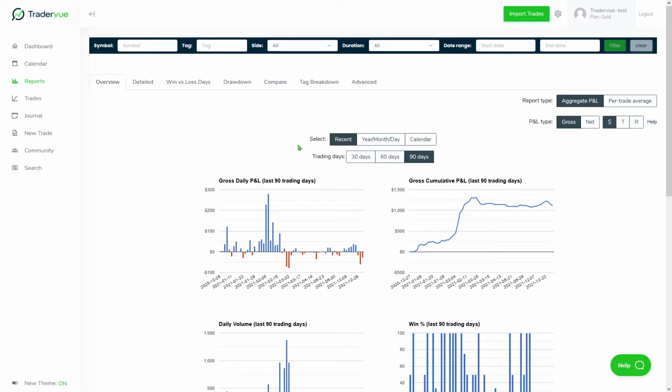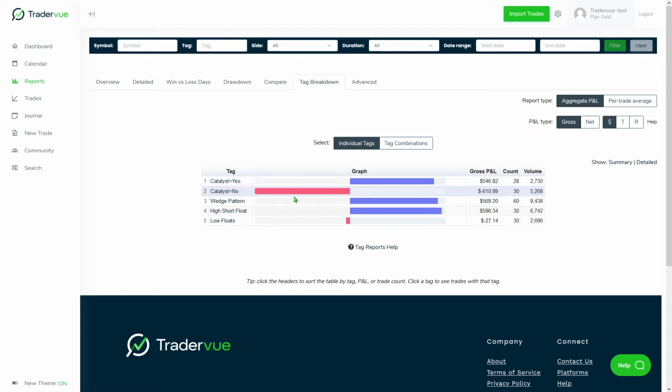The first one is the tag breakdown, which you can find by going to reports, then clicking on tag breakdown. Basically, the tag breakdown is a report that provides you with all of your tags and their performance. For that to work, you have to make sure that you have all of your trades imported and all of the trades tagged according to your multiple criteria. And that's something very personal that each trader has to decide.